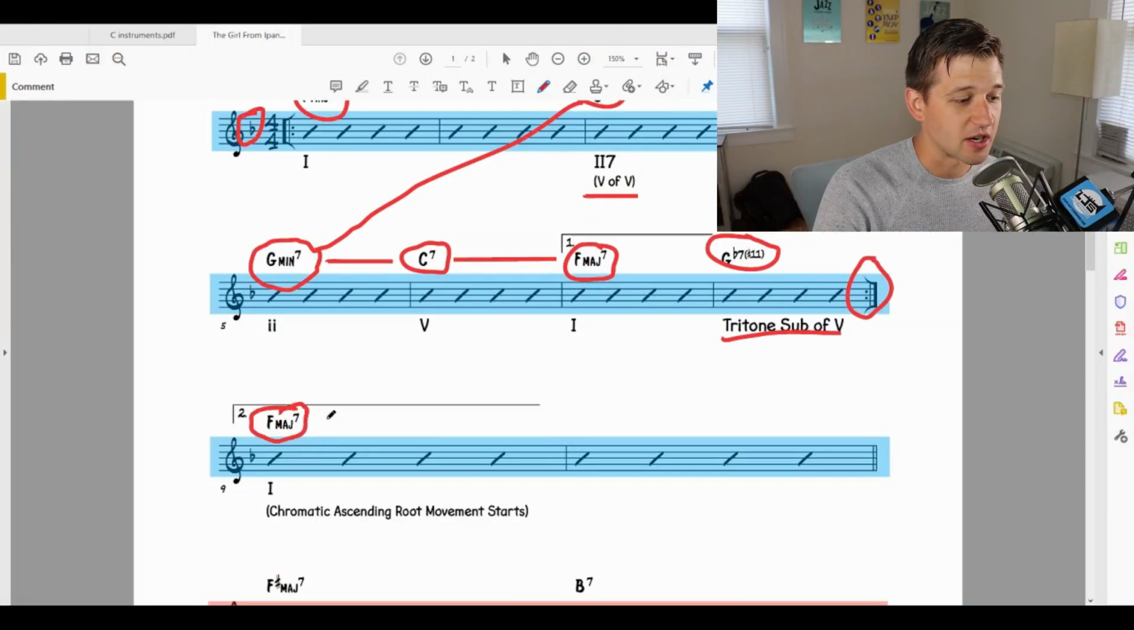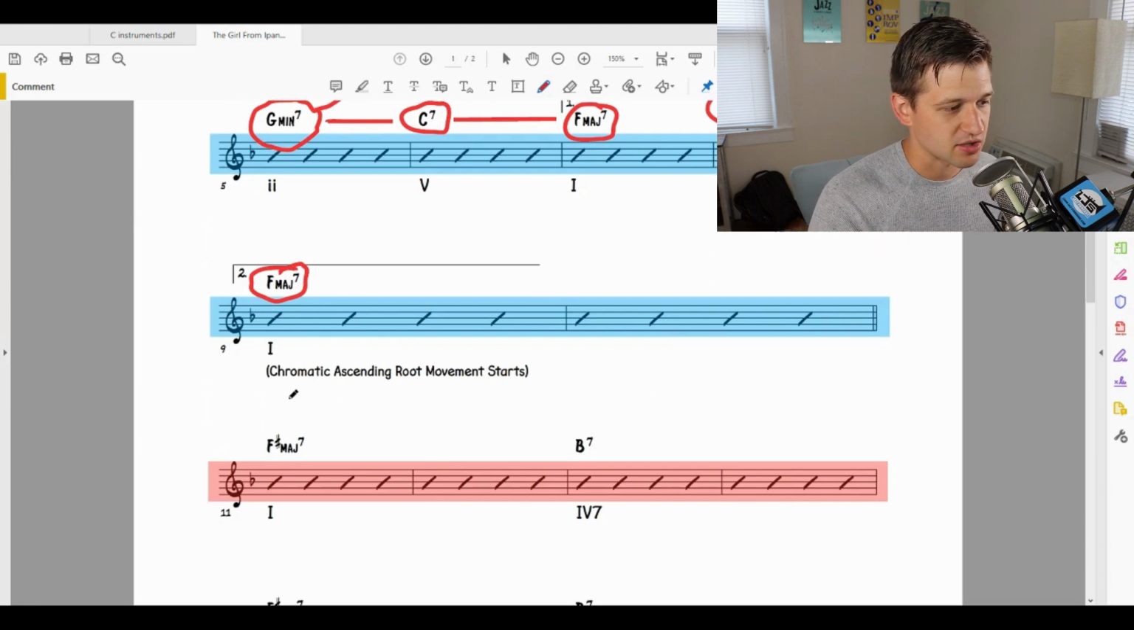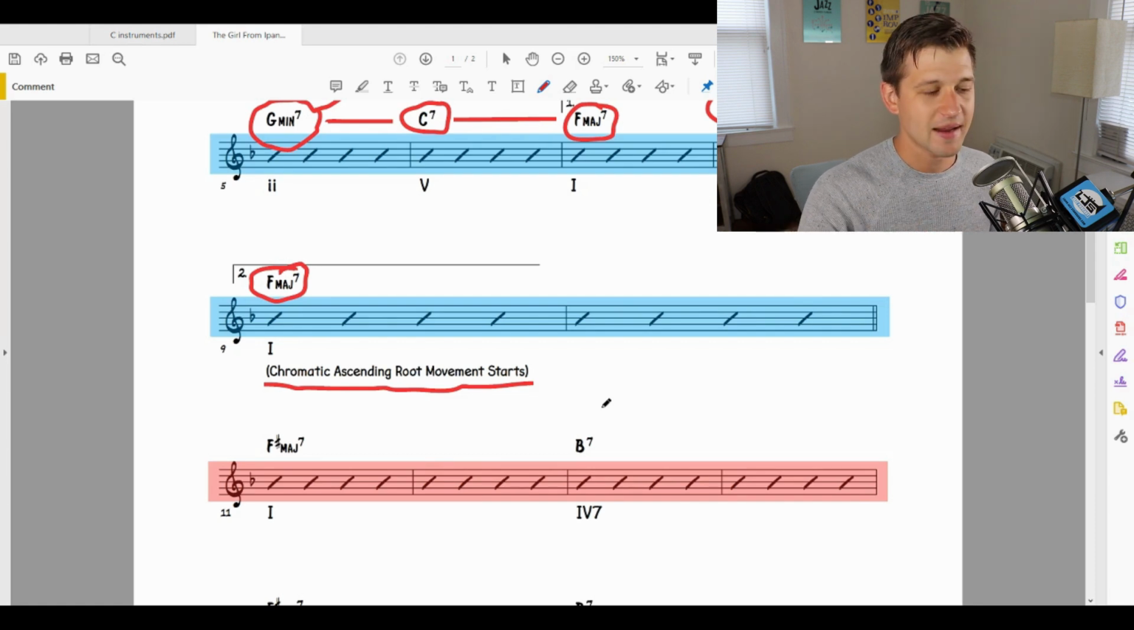We just resolve here with the F major 7. Now, there's one thing I want to point out in this bar, and it's this little note I have here that says chromatic ascending root movement starts. This is very, very important to my analysis of the bridge, so take note of that. Chromatic ascending root movement starts.